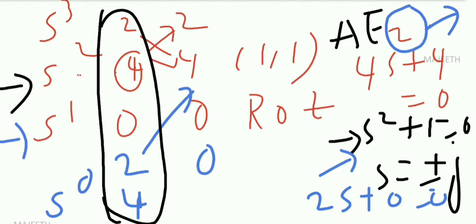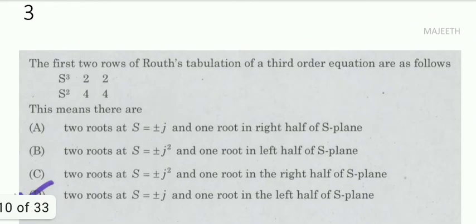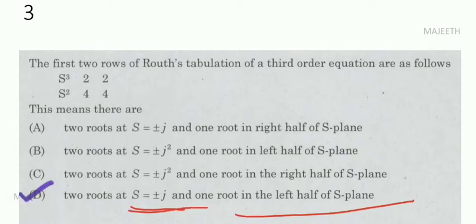For a stable system, poles should lie in the left side of the S plane. So we have 2 poles on the imaginary axis and one pole on the left side of the S plane. So 2 roots or poles at plus or minus j, one root in the left side of the S plane. So option D is the right answer.